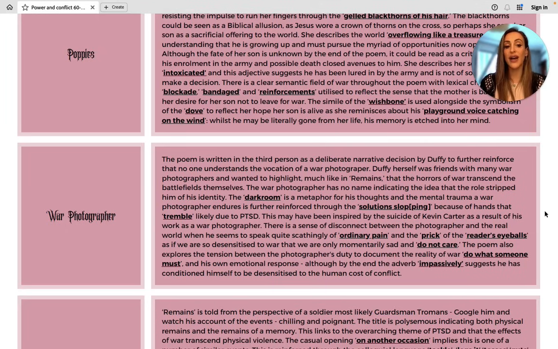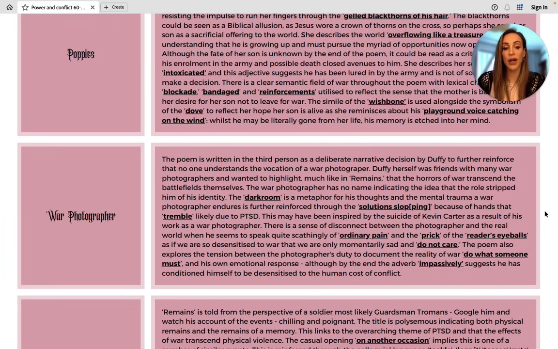The war photographer has no name, indicating the idea that the role stripped him of his identity. The dark room is a metaphor for his thoughts, and the mental trauma a war photographer endures is further reinforced through the "solutions slopping" because of "hands that tremble", likely due to PTSD.